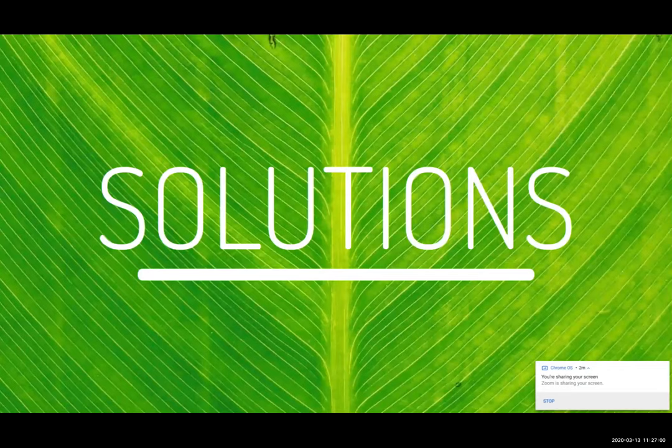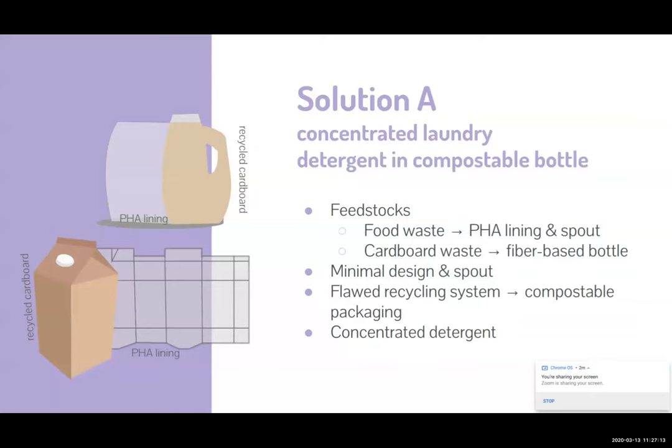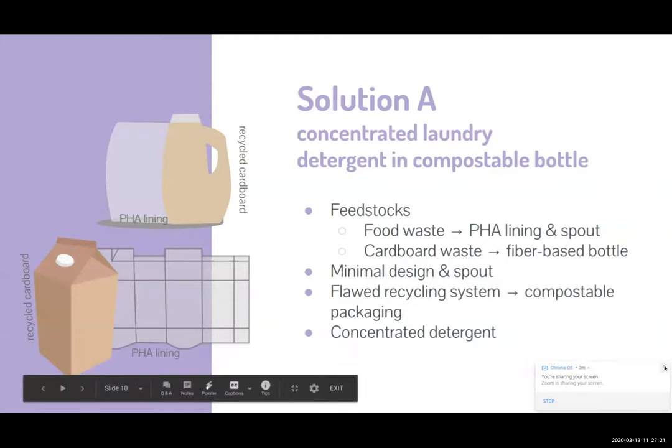After consulting our corporate and research partners, we're confident in the feasibility of our three solutions. Solution A is the most intuitive. We designed a compostable bottle made of fibers from Whole Foods cardboard waste and a thin compostable PHA lining. By utilizing food waste as a feedstock for our PHA, we hope to cut costs.